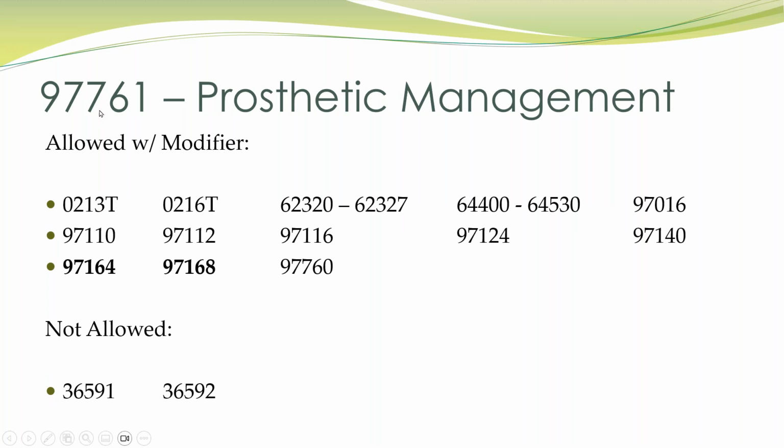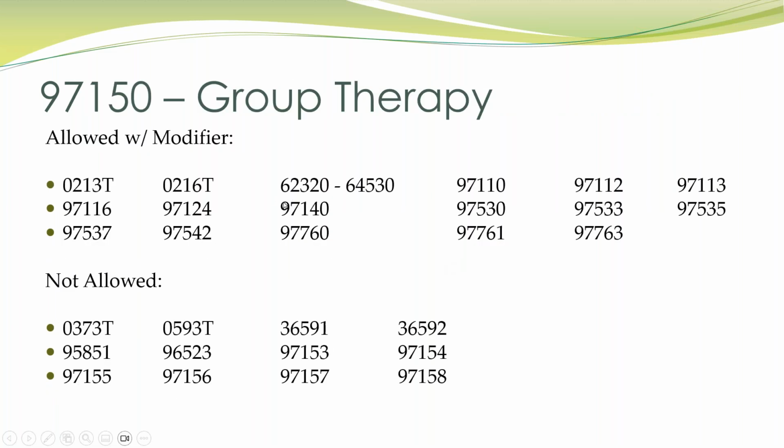Again, just showing here 97761, prosthetic management. You cannot bill on the same day as reevaluation, and you also cannot bill on the same day as an evaluation as well. Group therapy, these have a number of more codes that are with modifiers than you see with other regular procedures. So if you do group therapy, you want to be aware that there's other codes that you cannot bill with them or that need a modifier. Again, 97140, 53. So quite a bit of codes here.